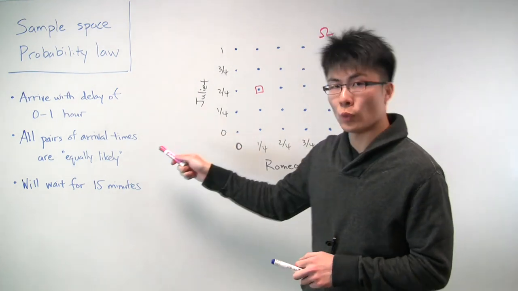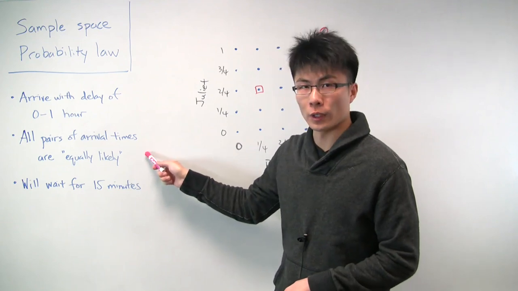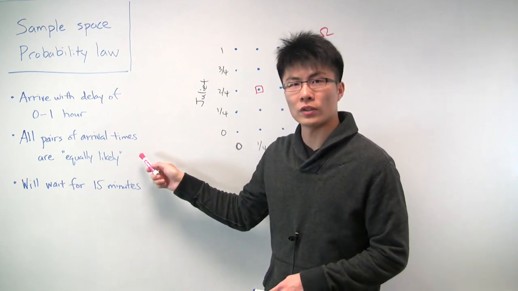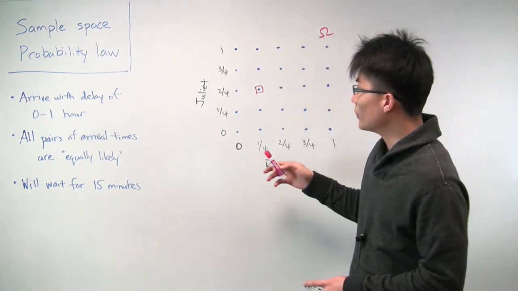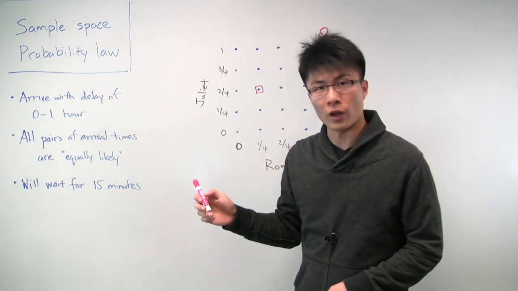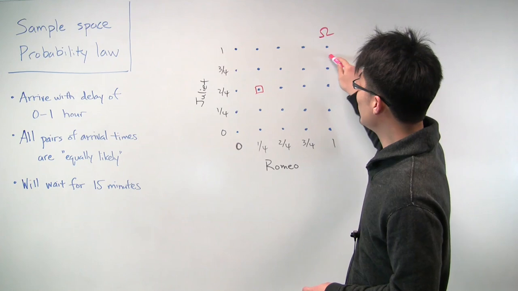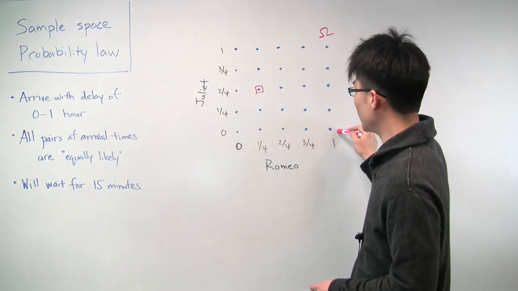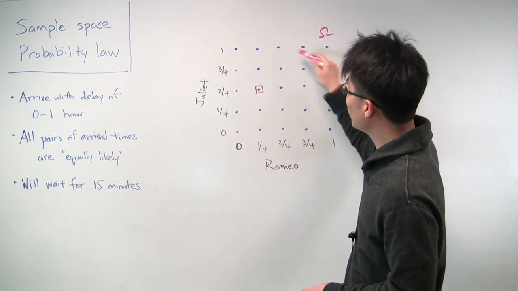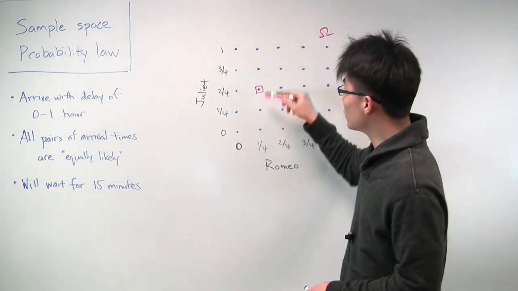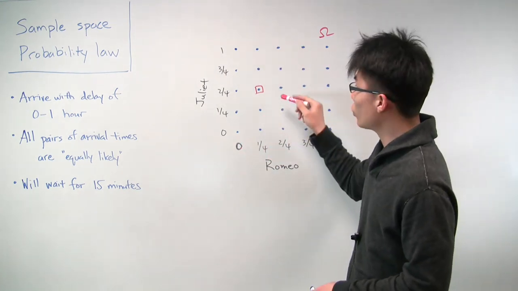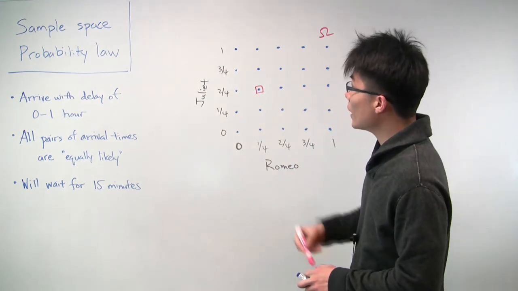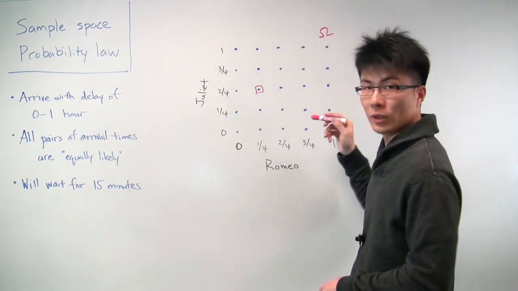And now let's try to assign a probability law. We'll continue to assume that all pairs of arrival times are equally likely. And now we can specifically specify what this term means. In particular, we'll be invoking the discrete uniform law, which basically says that all of these points, which are just outcomes in our probabilistic experiment, are equally likely. And so since there are 25 of them, each one of these outcomes has a probability of 1 over 25.